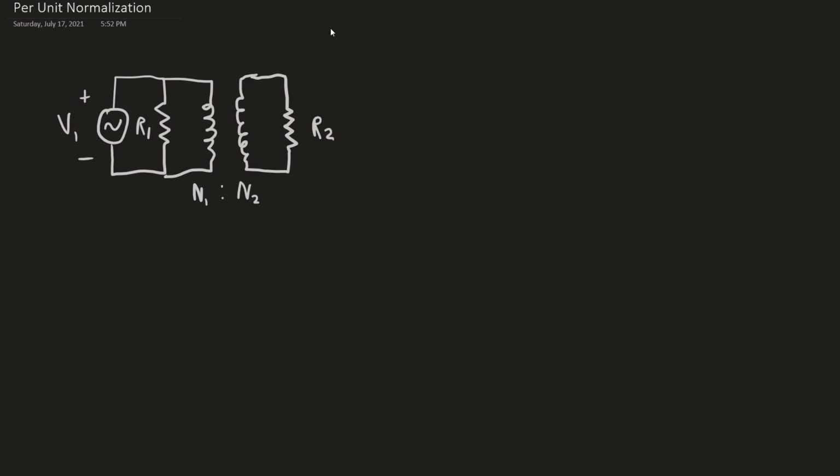So if we wanted to solve for the total power that was being supplied by V1, or the voltage source, which we will call PS, how would we go about solving for this? Well, first, we need to find what the voltage is across R2, and we'll call this V2. So, using the transformer ratio equation, we know that V2 is going to be equal to the ratio of turns on the secondary side to the number of turns on the primary side times V1.